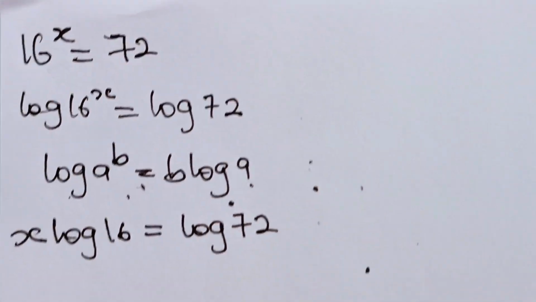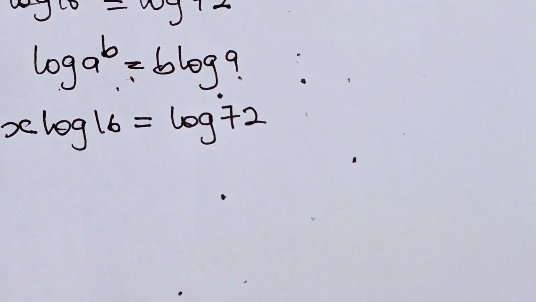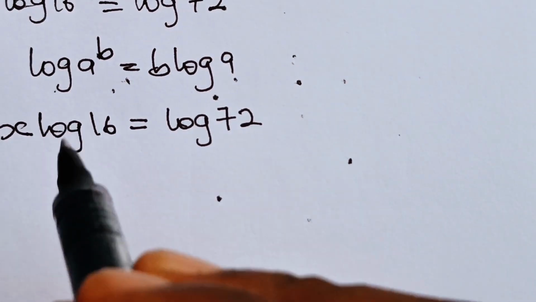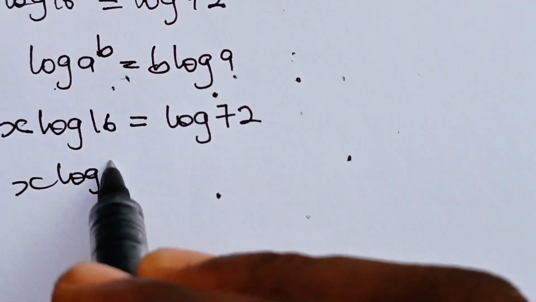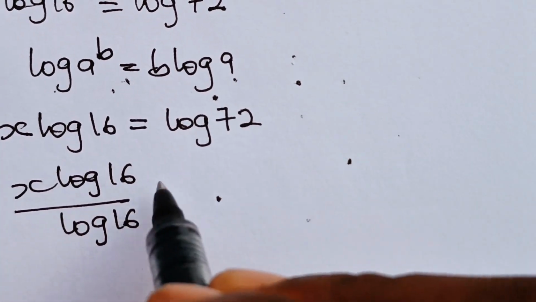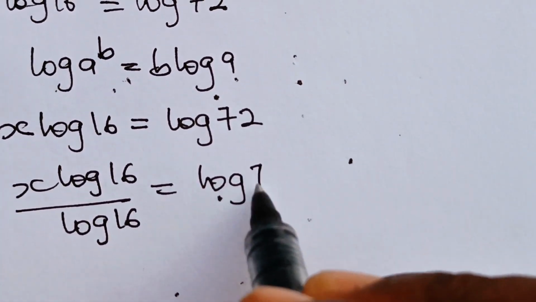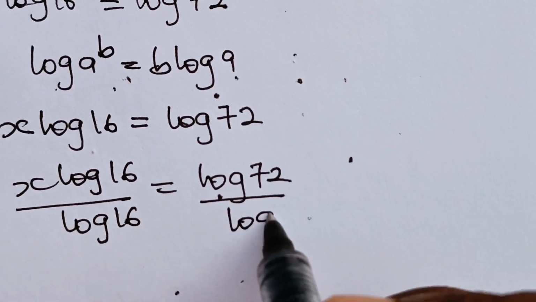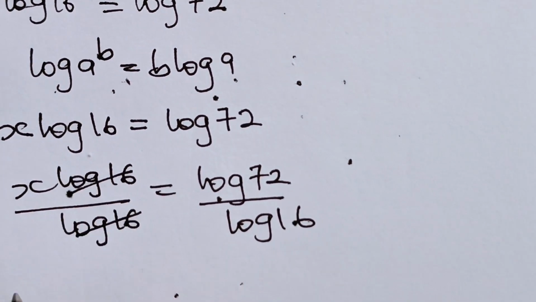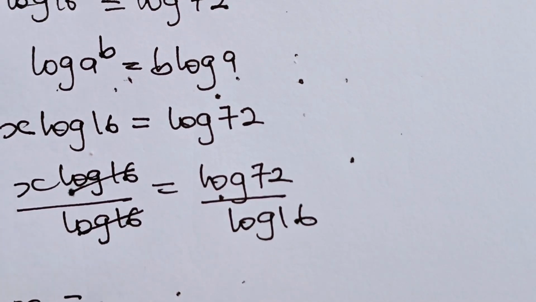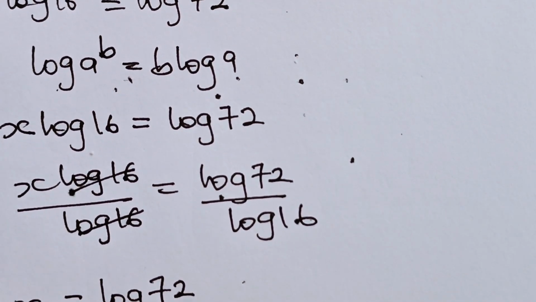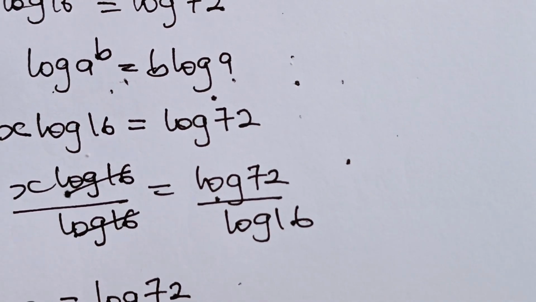Now we are going to divide both sides of this equation by log 16. So we have x log 16 divided by log 16 is equal to log 72 divided by log 16. Now we cancel log 16, so we have x is equal to log 72 divided by log 16.